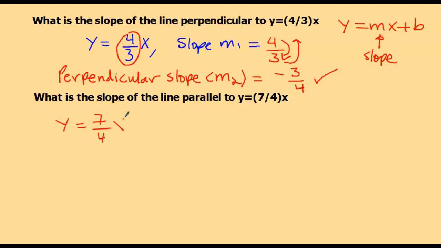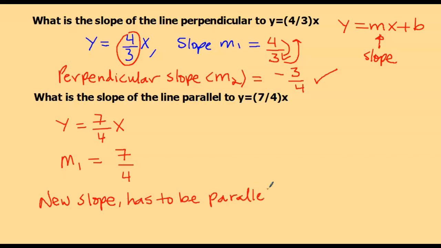Now here, what is the slope of the line parallel to y equals 7/4 x? So here realize that the slope m1 is 7/4. So our new slope that has to be parallel to that slope, m2, is also 7/4, because it's supposed to be the same.